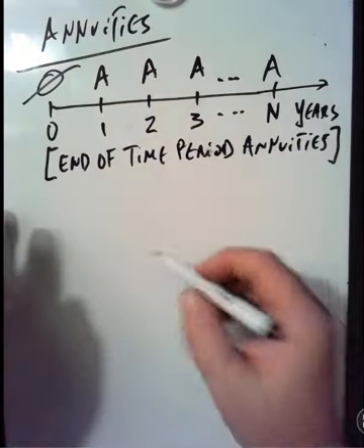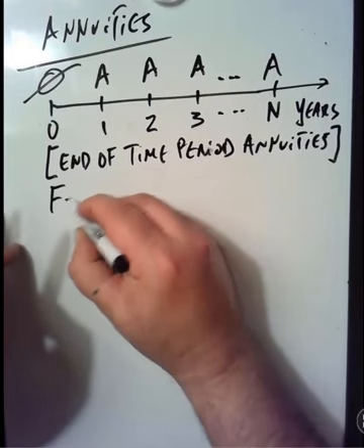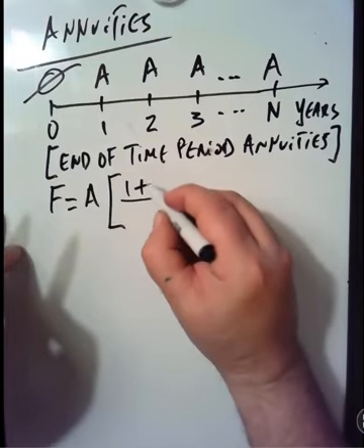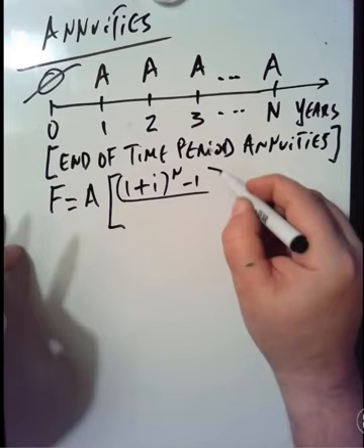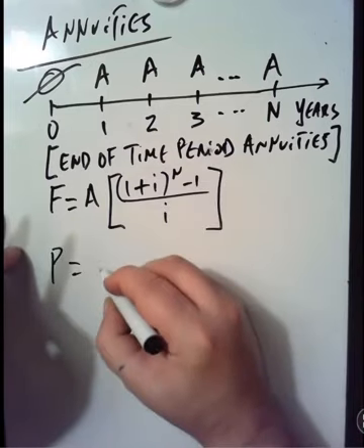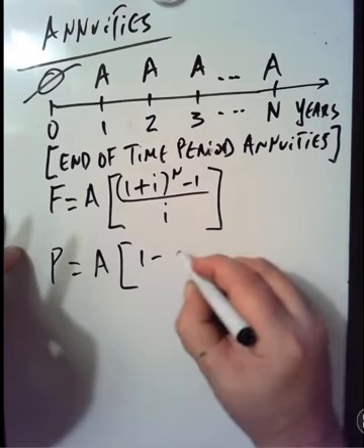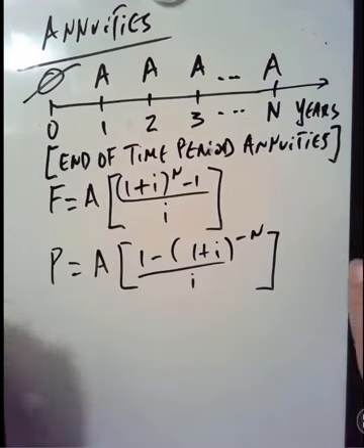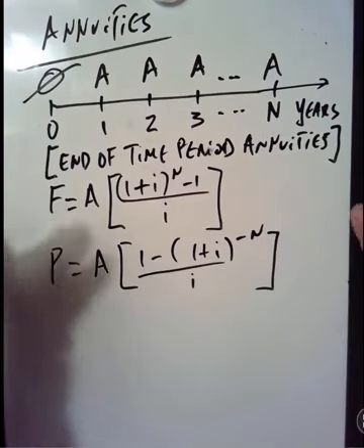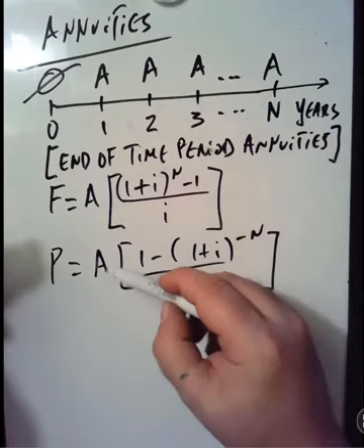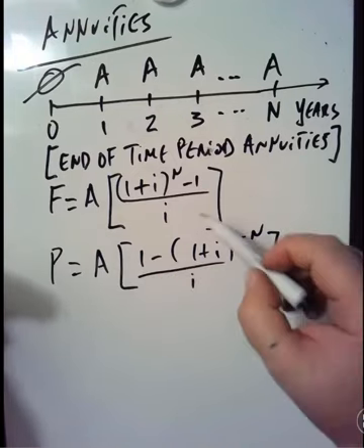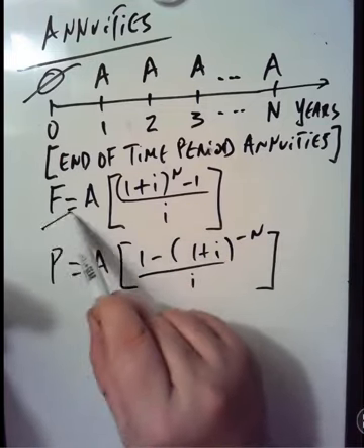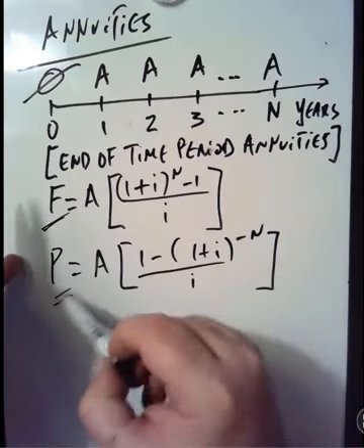So if we want to find out the future value of an annuity, this is the formula: 1 plus the interest rate to the power of n, minus 1, divided by i. And if we want to compute the present value of an annuity, this is the formula. Again, we have four types of questions: solving for A, solving for n, solving for i, and solving for the last variable, which is either F or P.